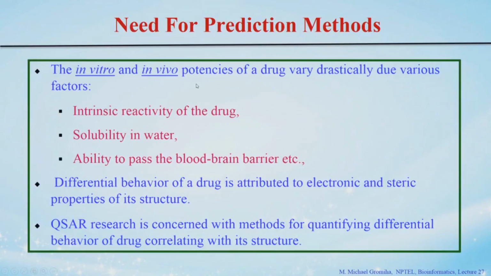Then again, if you see the in vitro and in vivo potencies of a drug, it varies with different factors. For example, the intrinsic reactivity and the solubility in water, because it should be soluble, right, and the ability to pass the blood-brain barrier and so on, right. So, differential behavior of these aspects is also attributed to the electronic and steric properties of the structure. For example, the reactivity of the drug or the solubility or the ability to pass the blood-brain barrier and a lot of other properties depend on the electronic and steric properties.